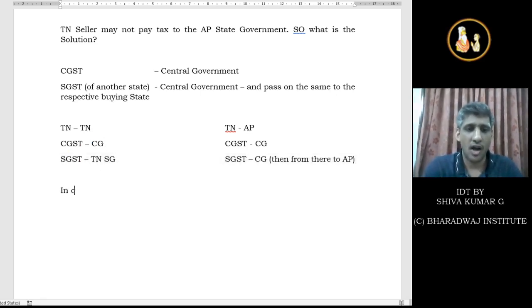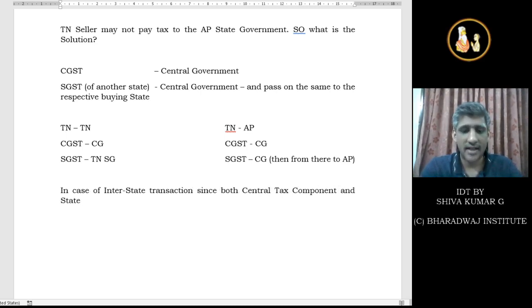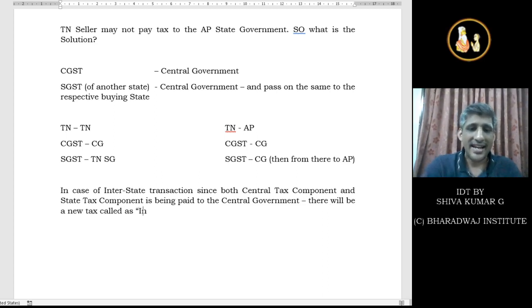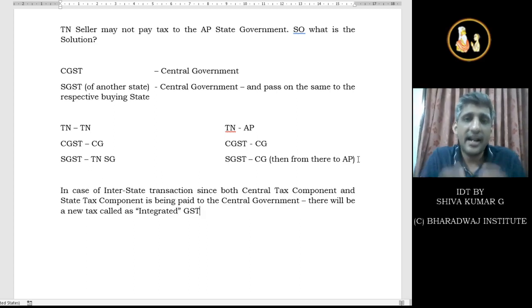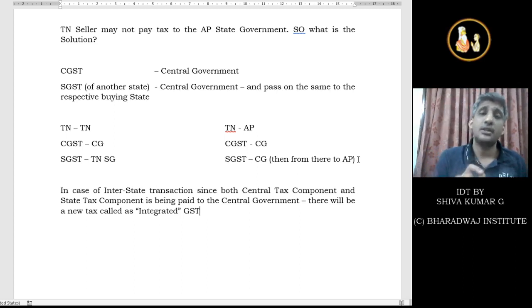Therefore, in case of interstate transaction, since both central tax component and state tax component is being paid to the central government, there will be a new tax called as integrated GST. Integrated means added GST. So added GST they could have kept as the name. Yes, sir. Then the abbreviation would have been AGST.